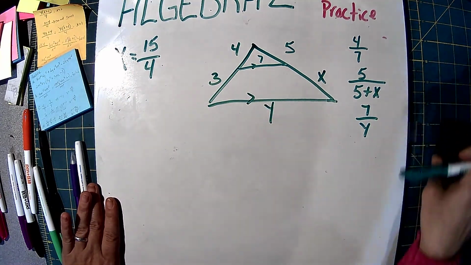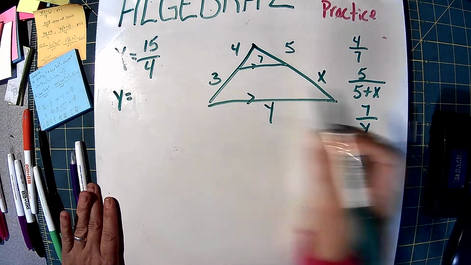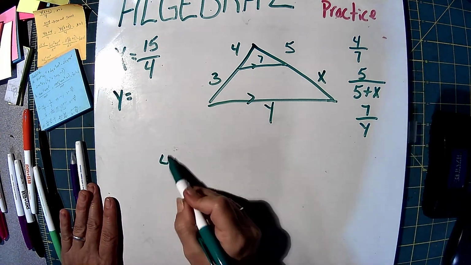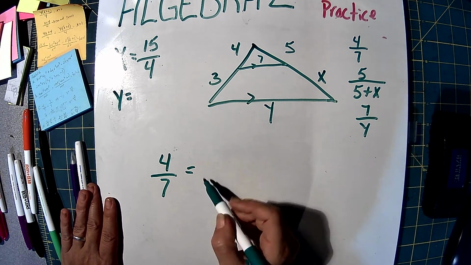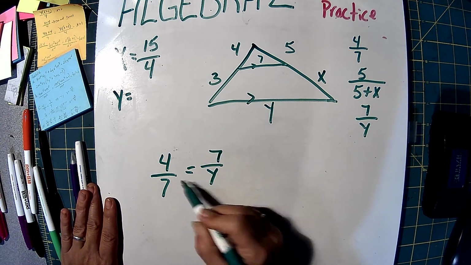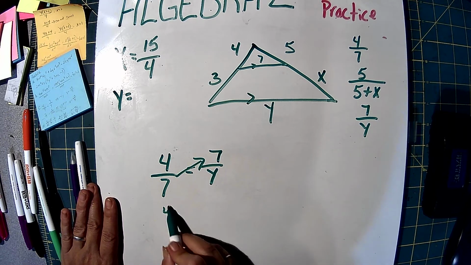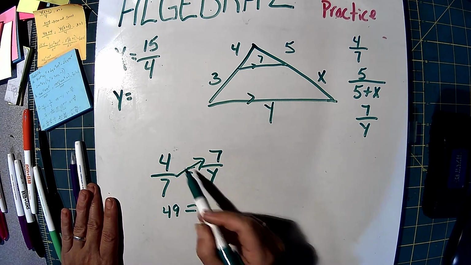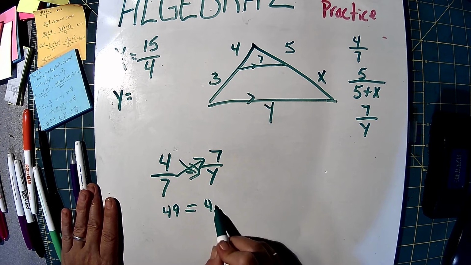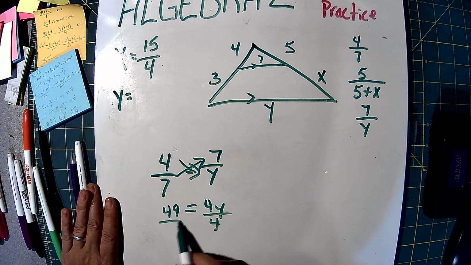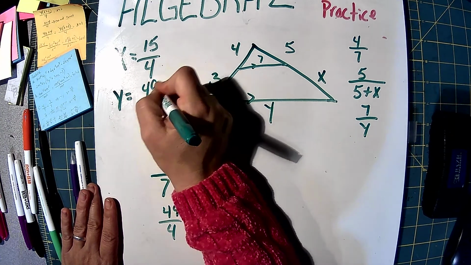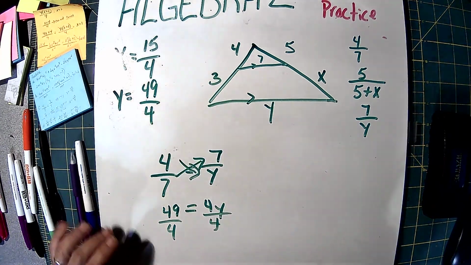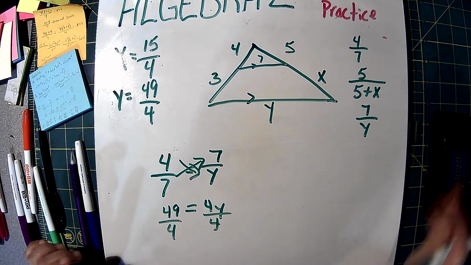Now we need y, and that's 4 to 7 equals 7 to y. We cross multiply, so 49 equals 4y, divide by 4, and that one's going to be 49 over 4. Okay, so there's that one.